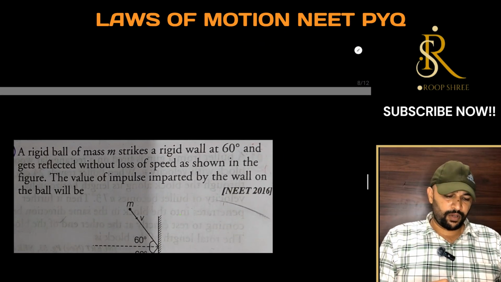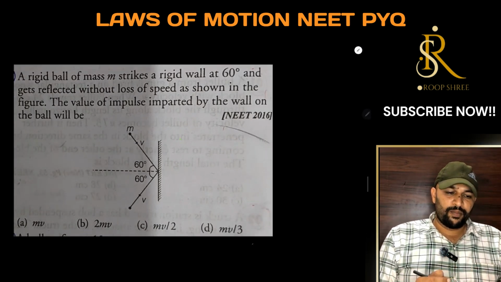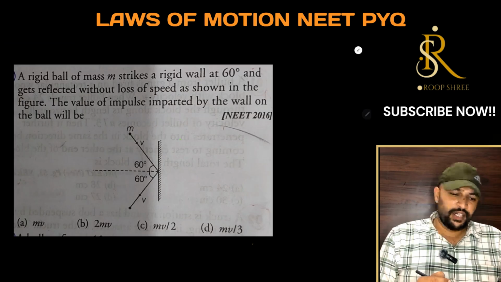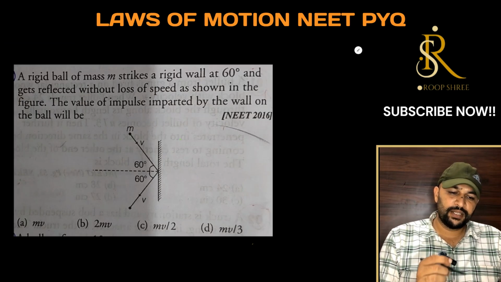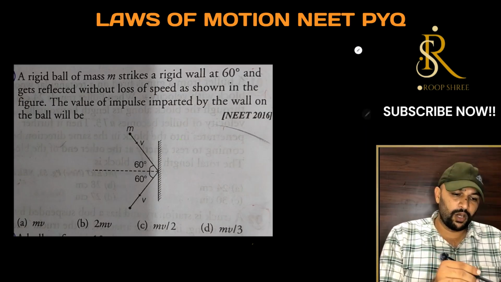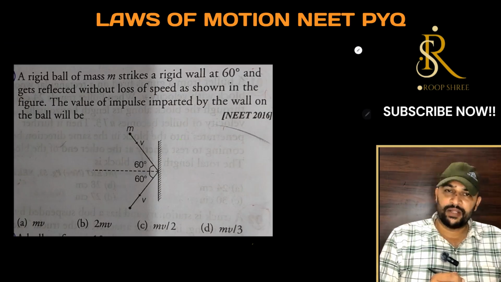Let's see our next problem. It says a rigid ball of mass m strikes a rigid wall at 60 degree and gets reflected without loss of speed as shown in the figure. The value of impulse imparted by the wall on the ball will be how much? So first of all, to find the impulse, let's see how the momentum is changing, right?